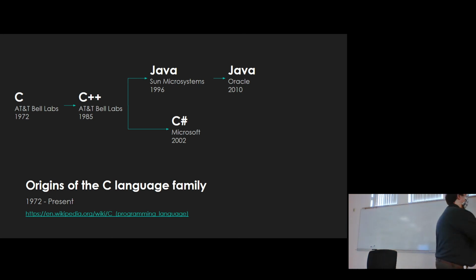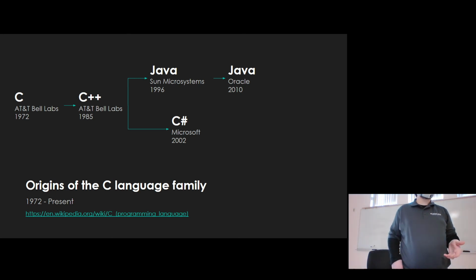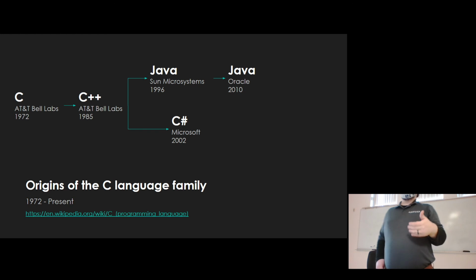Let me backtrack and talk a little bit about what at this point feels like the distant past. So we've got this language called C. It was created at Bell Labs in 1972. At this point, that's almost 50 years ago. So that may seem like, why do we even want to talk about C? Well, C is pretty important.